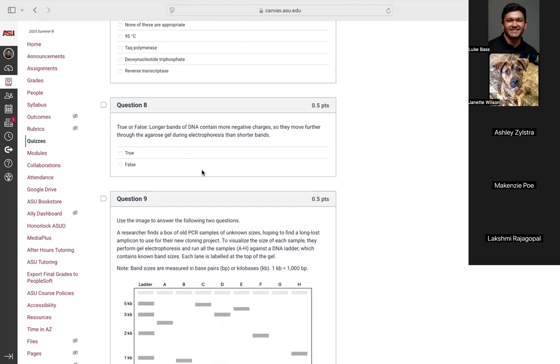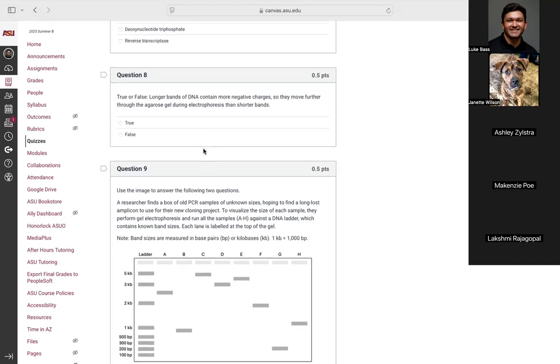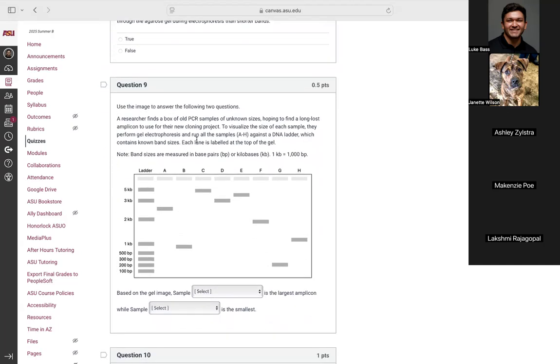So then looking at question 8, another true or false question. Longer bands of DNA contain more negative charges, so they move further through the agarose gel during electrophoresis. Right, so based on my video for this recitation, you'll see that this is in fact not true. Since the same electrical current is running through the gel, you're going to have the same migration of DNA molecules no matter the charge, but it's more based off of size, right?